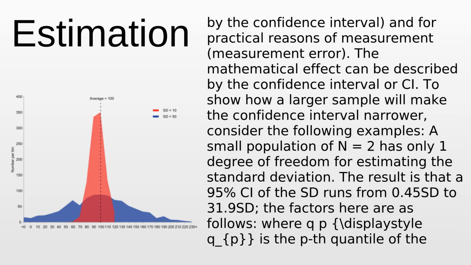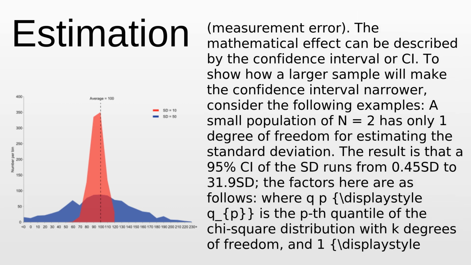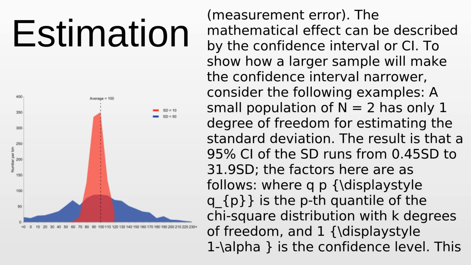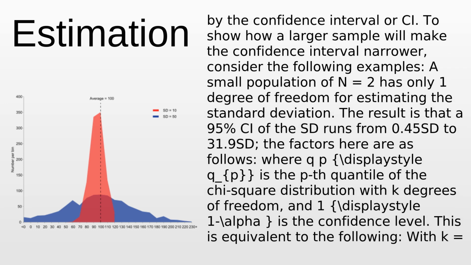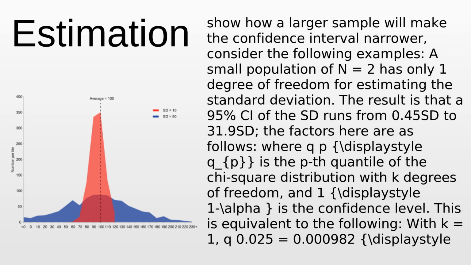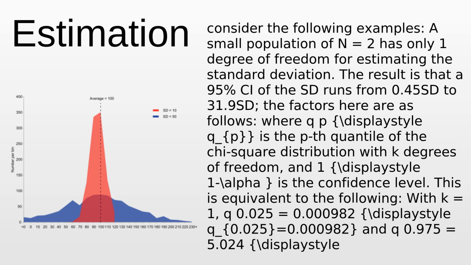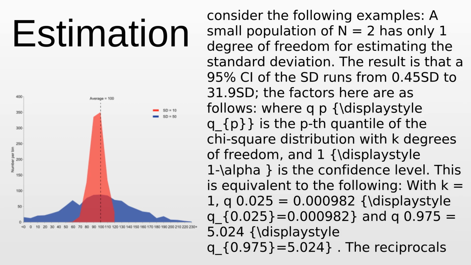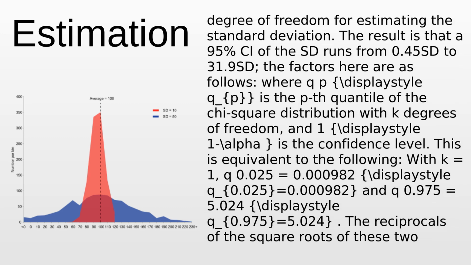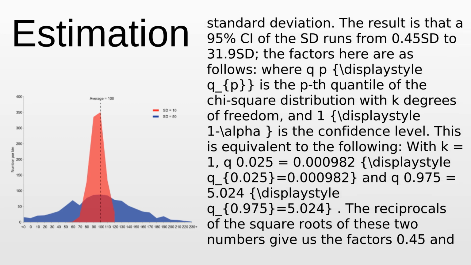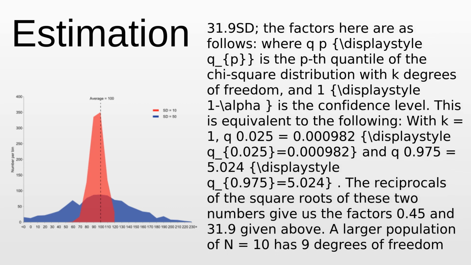A small population of n equals 2 has only 1 degree of freedom for estimating the standard deviation. The result is that a 95% CI of the SD runs from 0.45 SD to 31.9 SD. The factors here are as follows, where Q_p is the pth quantile of the chi-square distribution with k degrees of freedom, and 1−α is the confidence level.